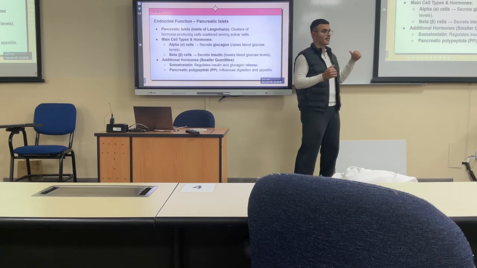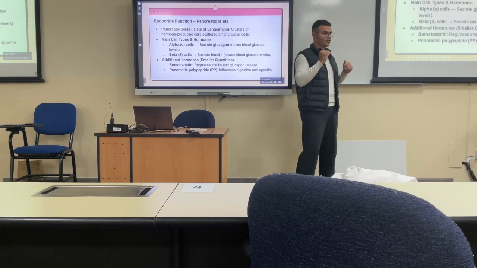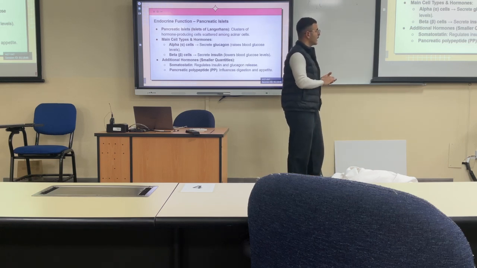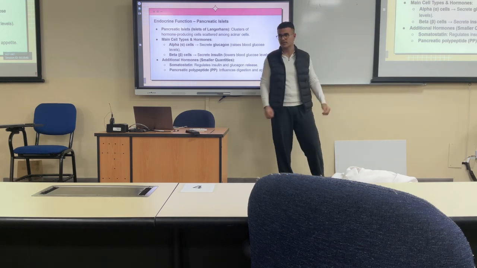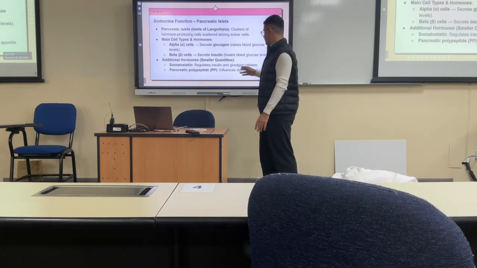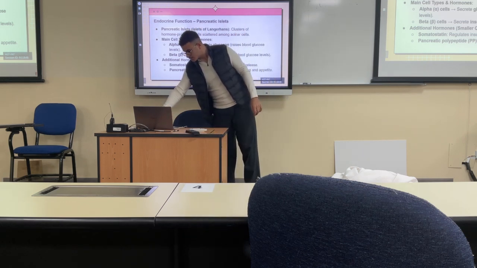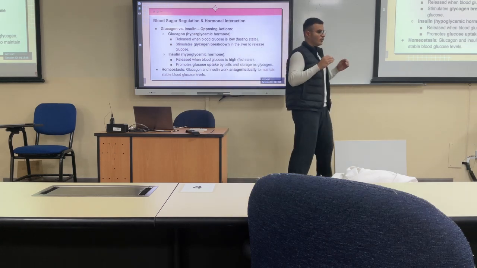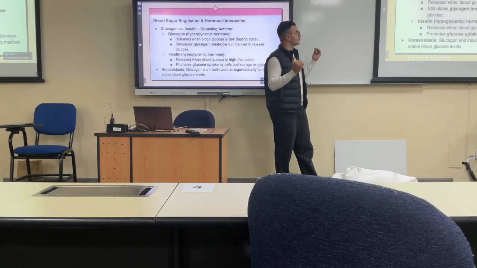Insulin, which is secreted by the beta cells, we call it hypoglycemic, because insulin's main job is to lower the glucose levels in the blood, okay? And we have some additional hormones, somatostatin and pancreatic polypeptide. The somatostatin regulates insulin and glucagon release, and the pancreatic polypeptide influences digestion and appetite. Okay. Again, so we said glucagon increases glucose levels, insulin decreases glucose levels.